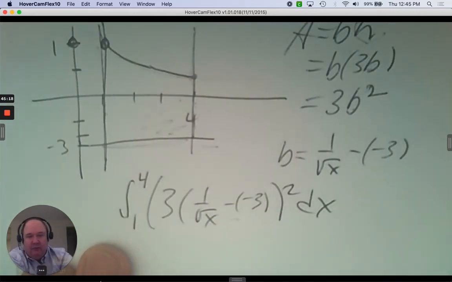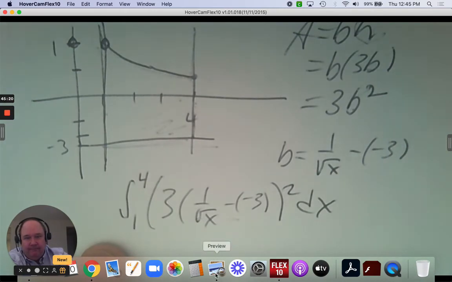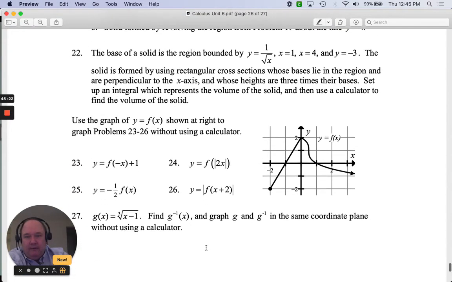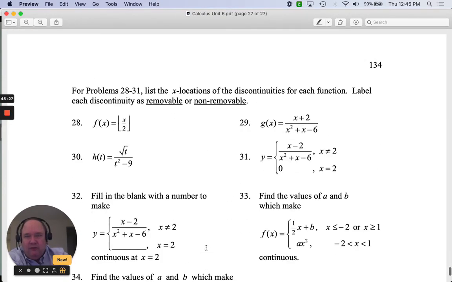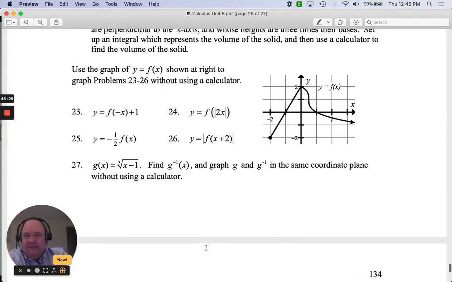All right, number 23. We're almost there, right? No, we're not almost there. There's another page. I can do this. So these are just graphing questions. Number 23.